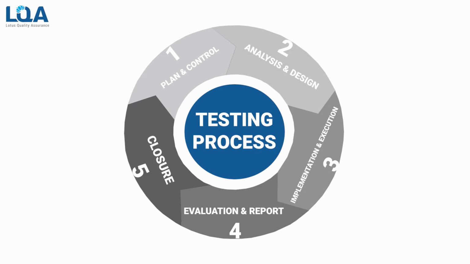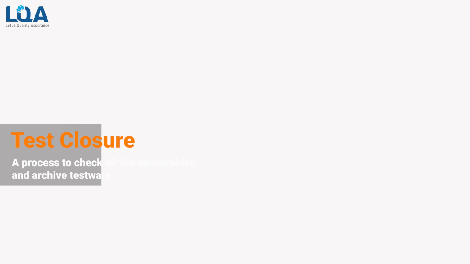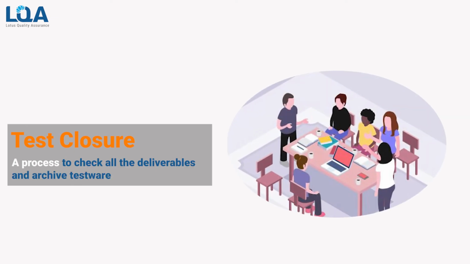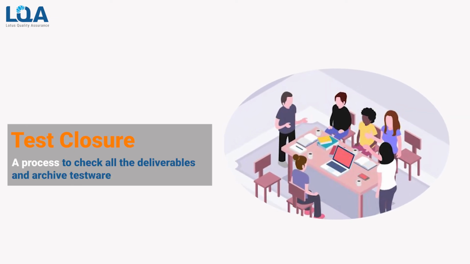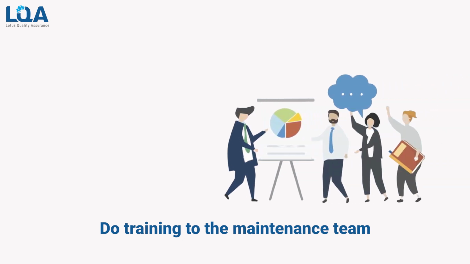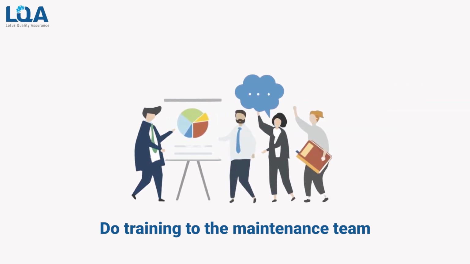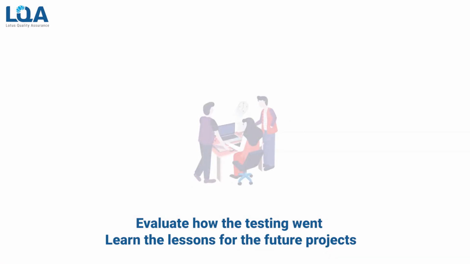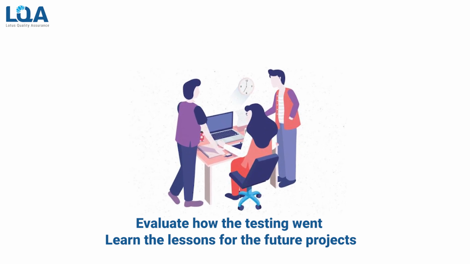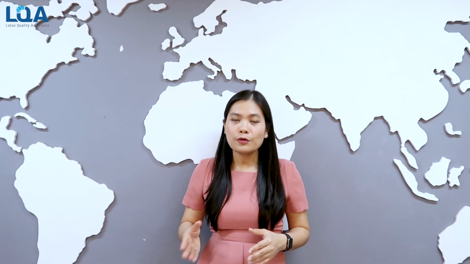And the last step is test closure. All of the test closure activities are done when the software is delivered. The tester will check all of the deliverables and then archive the testware, and then they can do any handover or needed training to the maintenance team, and then evaluate how the testing went and learn the lessons for future projects. Those are the 5 steps of the testing process.